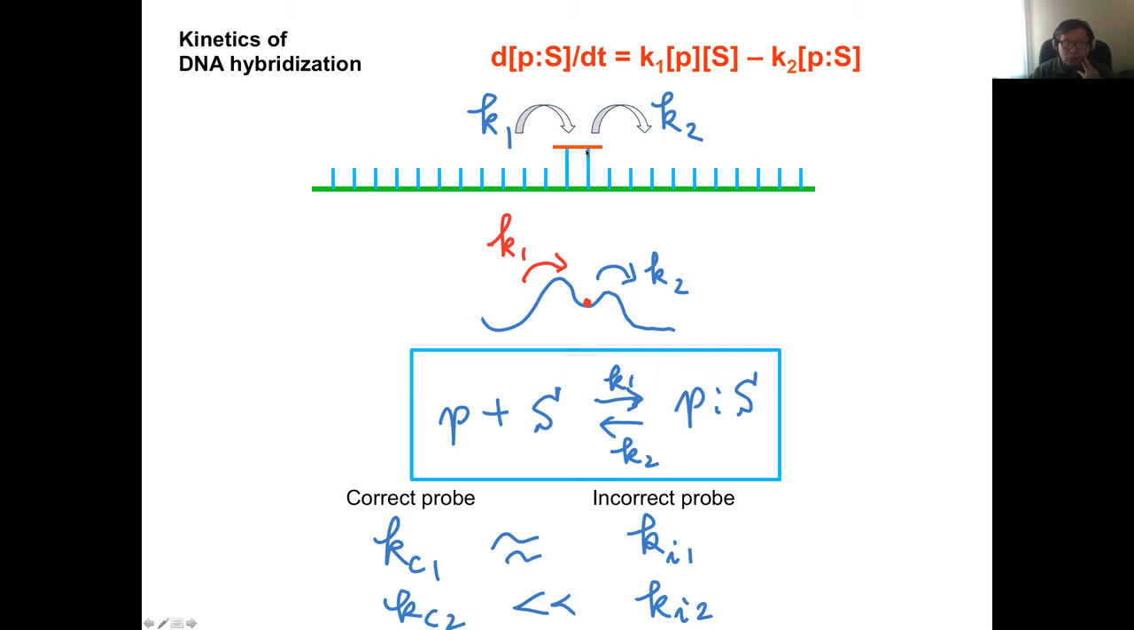Okay, so this hybridization and dehybridization process, or on and off rate, can be described by a first order rate equation, which contains an on process and an off process, okay? So that can be described as a probe and a substrate with two rate parameters, K1 and K2, okay? And then the on rate is about the same for correct and incorrect ones, but the off rate should differ by a big difference, because this is controlled by the binding energy. It's a thermally activated process, so there's an exponential dependence on the binding energy.